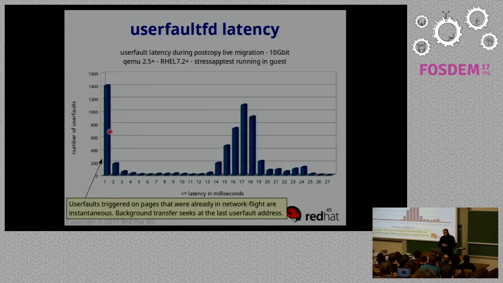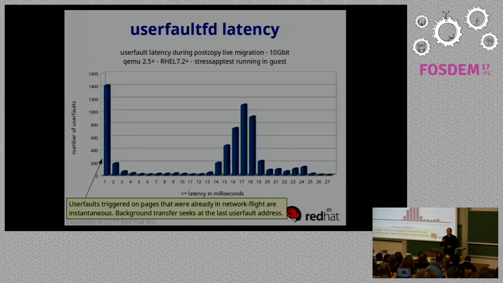And you might be asking yourself, why sometimes does it take so little? Well, because there is also background transfer. I mean, it's not like you're waiting to hit memory which is missing. In the meantime, while the guest is computing in the destination node, you just keep sending all the memory in background. And sometimes the memory arrives while the userfault happens, and you don't have to transfer it. You find it's already there. So it's like a false positive fault. And it's completed immediately, like in less than 1 millisecond.